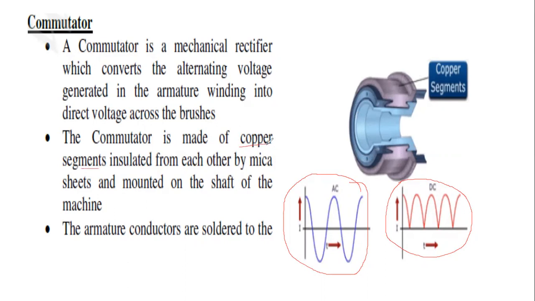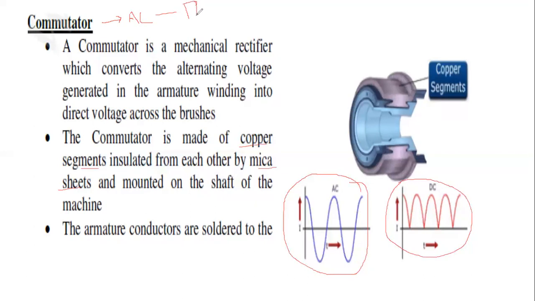The commutator is made up of copper segments, insulated from each other by mica sheets. The armature conductors are soldered to it. The main purpose of this commutator is to convert AC to DC.